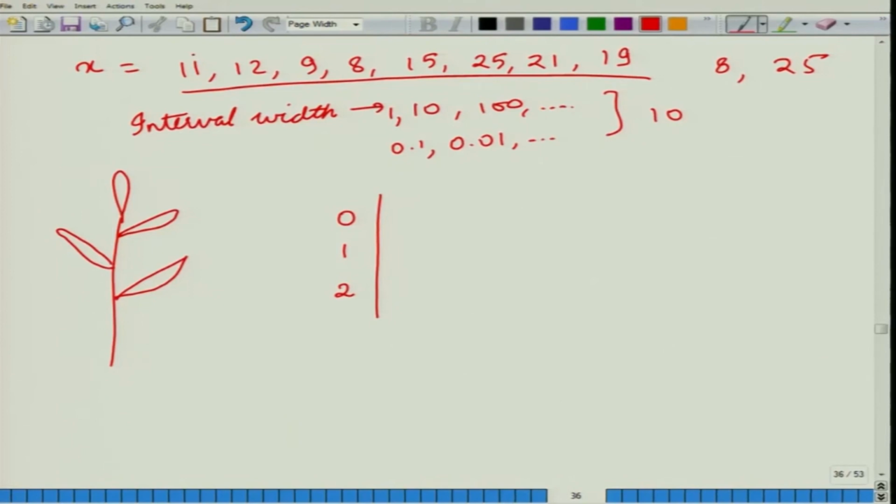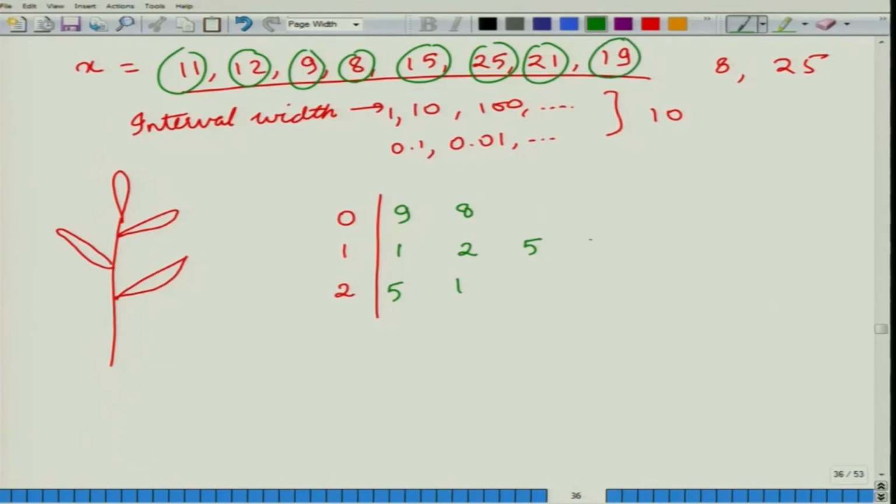So, consider the first value, that is 11. 11 comes under the stem of 1, so we write 11 like this. Next value is 12, so we write it as 2. Next value is 9, that is 09. Next we have 8, that is 08. Next we have 15, that is 15. Then we have 25. Then we have 21 and lastly we have 19. So, this would be a stem and leaf plot.